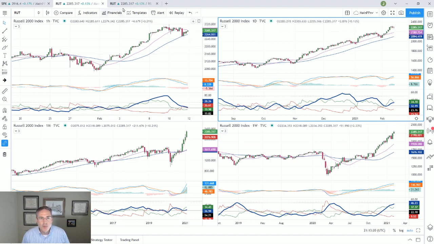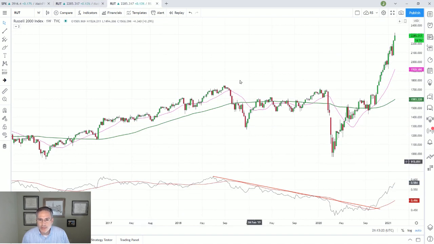I do want to point one more thing out about the Russell. So this is the Russell going back. I drew in this trend line. I've had this trend line in for a while. I pointed this out on this channel when this was breaking and this was starting to turn up. And we've had a huge run, a significant run on a relative basis. This gray line is the Russell 2000 relative to the S&P, and we've had a big move.